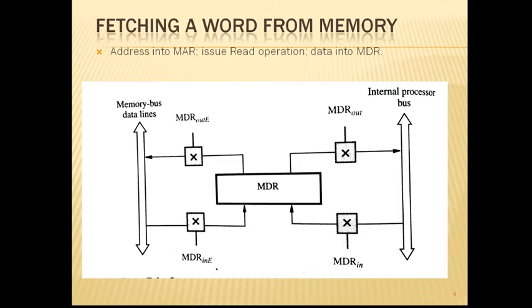One is MDR in, second is MDR out. These two are the controls for the connection to the internal bus, which is indicated just by MDR in and MDR out, that is to the internal bus. And we also have MDR in E and MDR out E. These are the control lines of the connection to the external bus. E indicates external bus here.